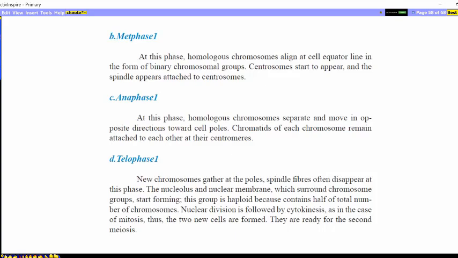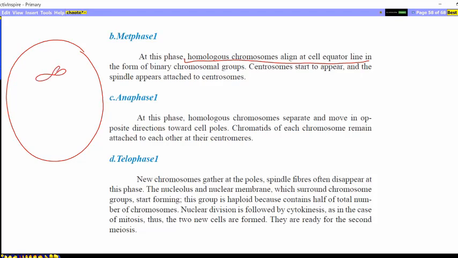Metaphase 1: at this phase, homologous chromosomes align at the equatorial line in the form of binary chromosomal groups. If we draw a cell in that form, we draw chromosomes 1 and 2, but with some exchanged pieces.